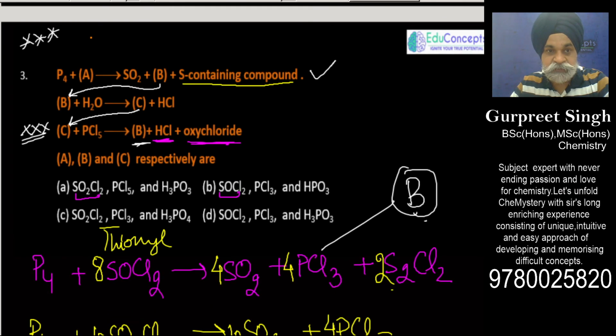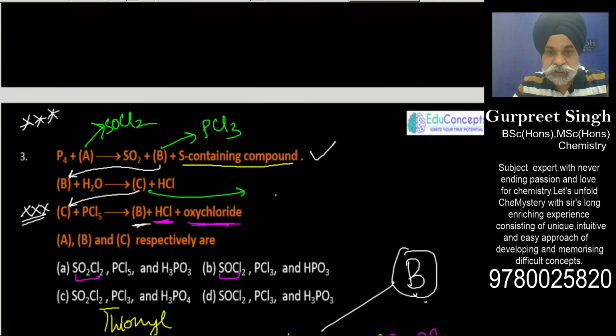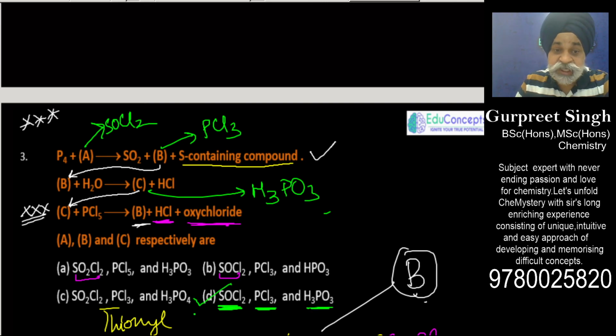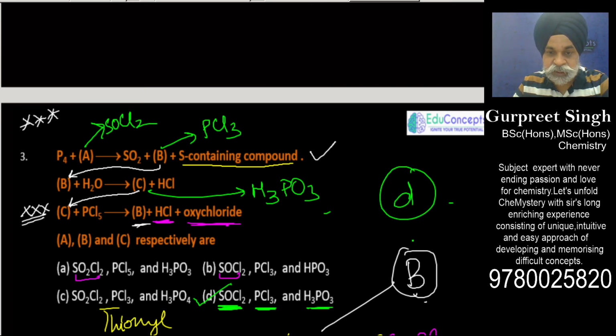So if I would say, we have said A is SOCl2, thionyl chloride, B is PCl3, and C is your H3PO3. So this is what we are looking for. A is thionyl chloride. Which option is having thionyl chloride? This is thionyl chloride, and PCl3 is B option. I think this is a single choice question. So if they would have asked that ABC, which is respectively the correct one, in this particular question the answer would be D option. So the answer is D. I think we are perfectly right.